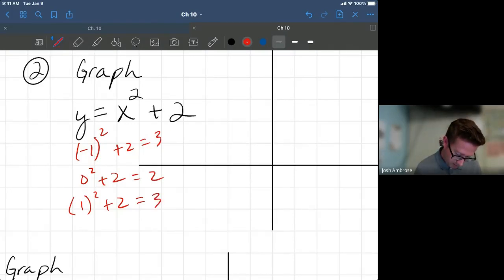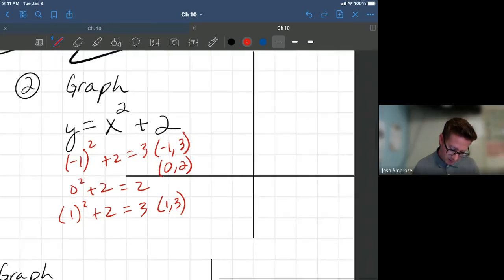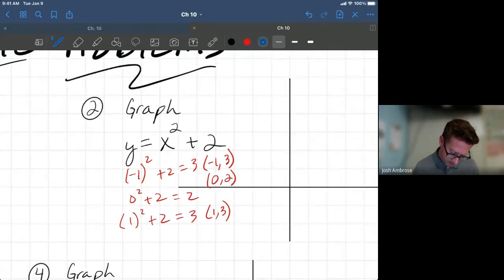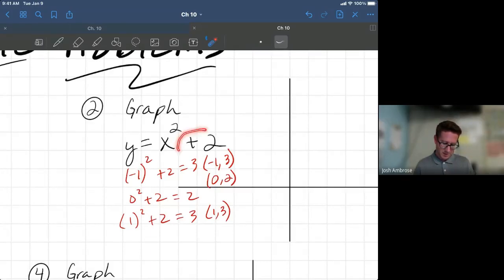So what we have here is -1, comma 3, 0, comma 2, and 1, comma, nope, 3. Sorry about that. All right, so let's graph those points that we just got there. We have a 0, comma 2. That means that this is our constant value, telling us that instead of being at 0, 0, we're going to go up 2.